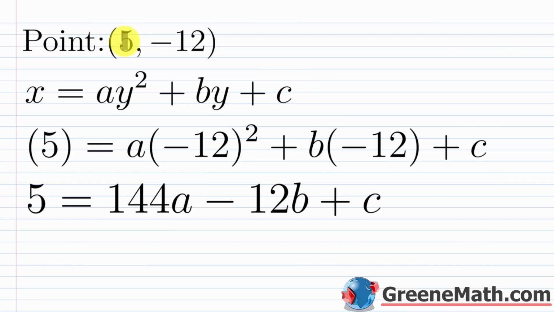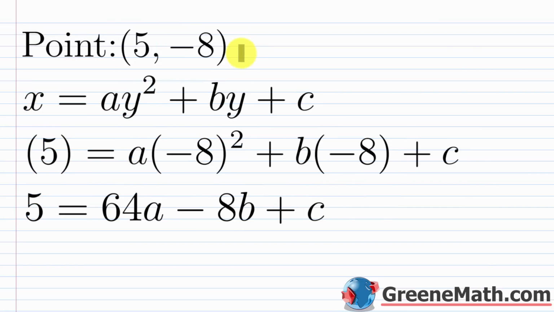So the point we're given is 5, -12. So this 5 is the x value. Again, now that goes over here. So that's going to end up right there. So pay close attention to what's going on there. The y value is -12. So now that's going to be right here and right here. That's going to be right here and right here. So what you end up with is 5 equals 144a minus 12b plus c.